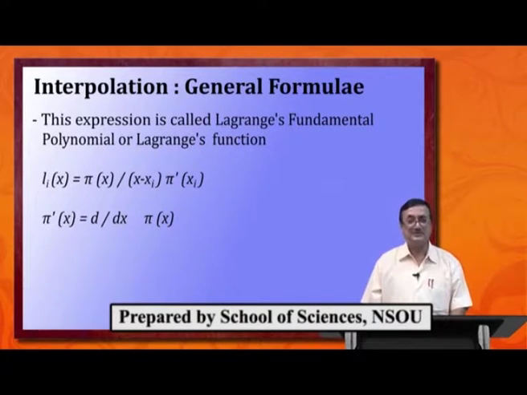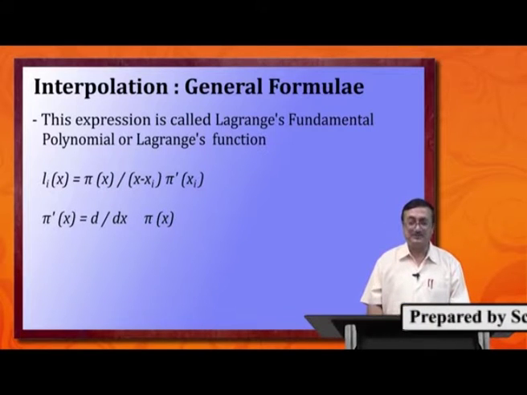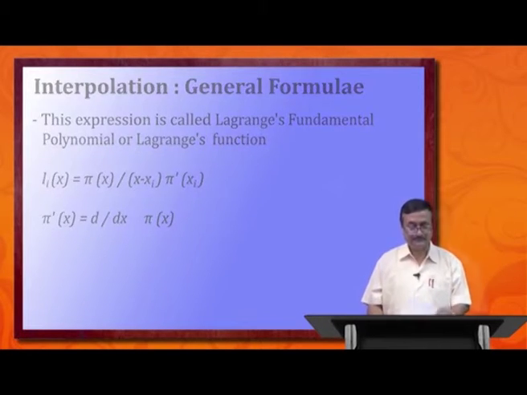Li(x) can also be written in this form and in terms of pi(x), where pi(x) is equal to (x minus x0) into (x minus x1) up to (x minus xn), so that pi dash x is the derivative d/dx of pi(x).